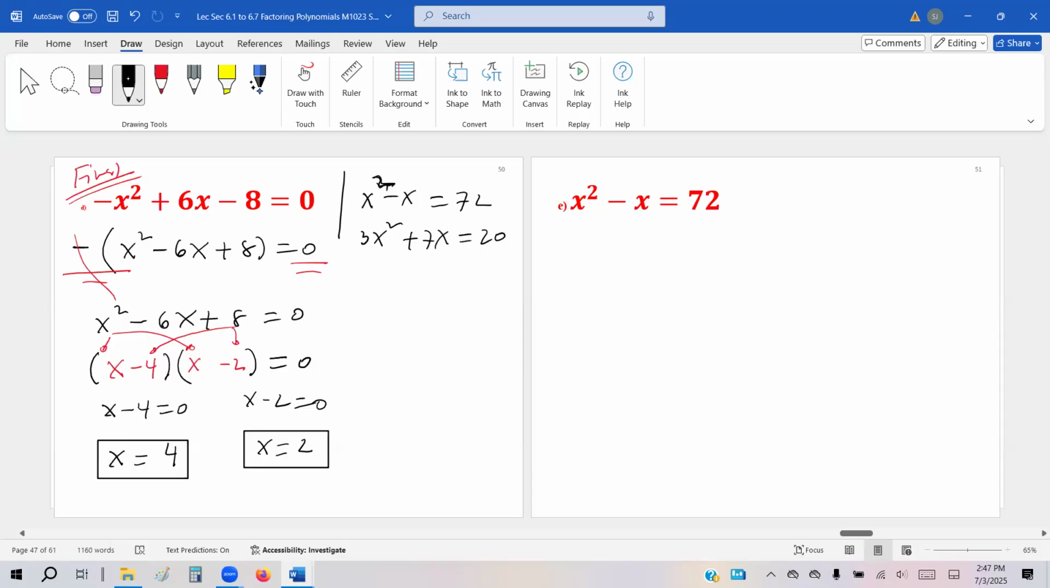So the next step, subtract 72, because you have to see 0, not this. Whatever it is, 72, just subtract it from both sides, right? Like 72 goes to the left side now. So x squared minus x minus 72. Now the other side is zero. So you can factor.